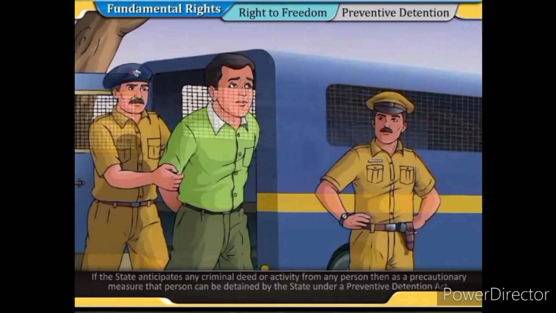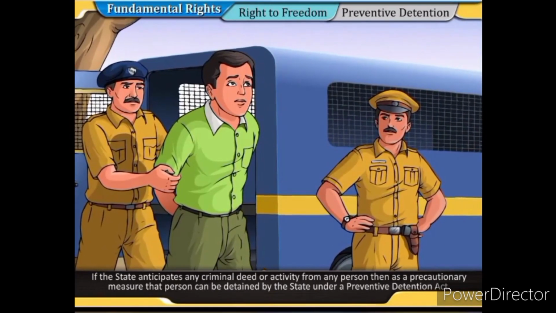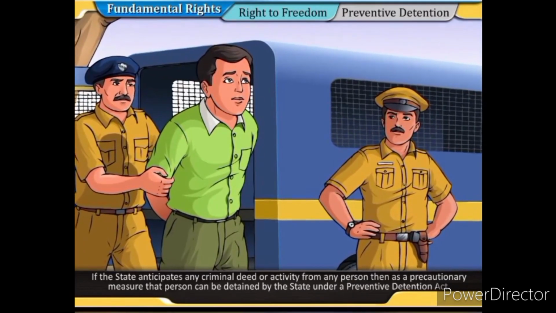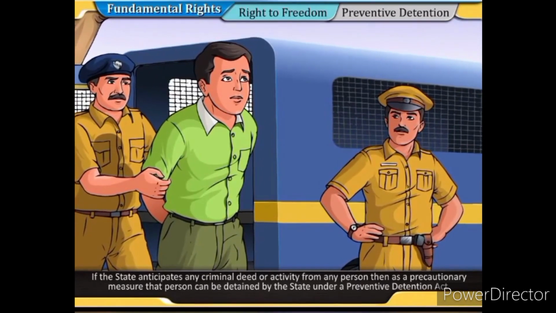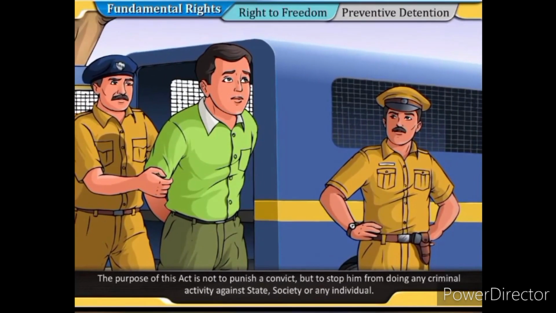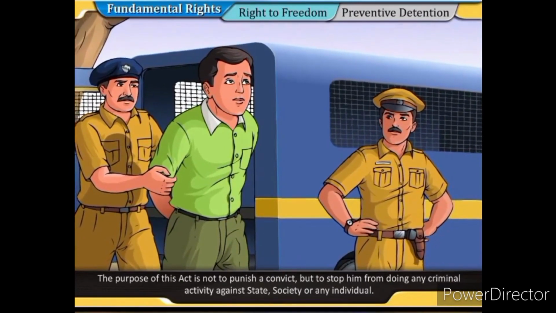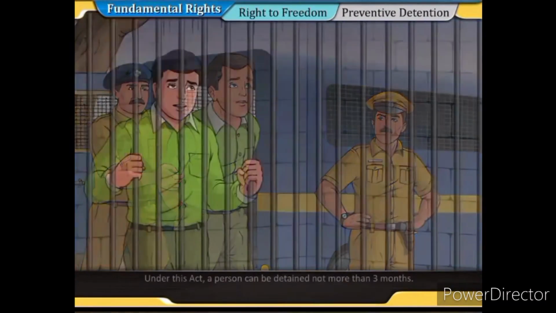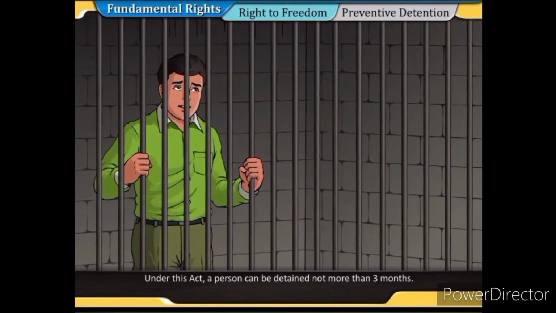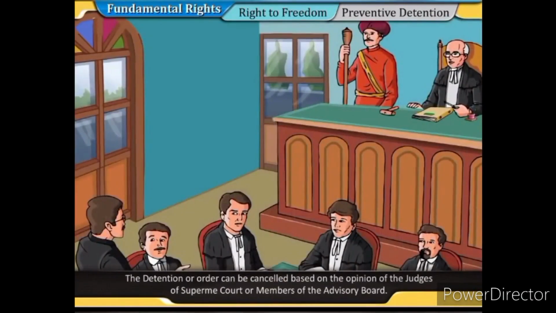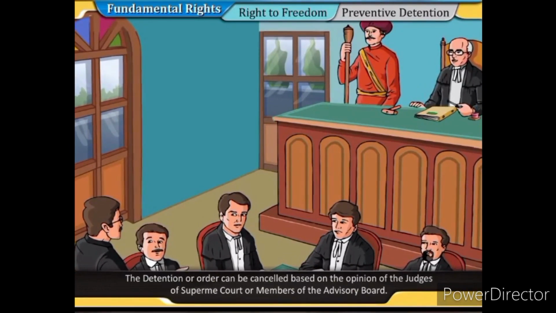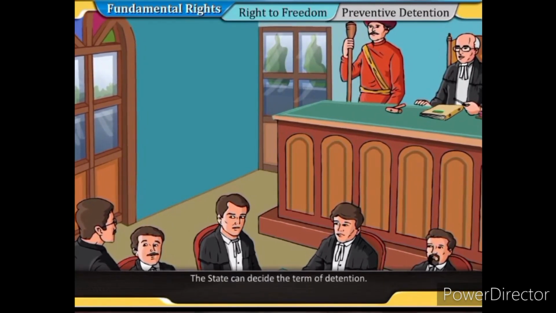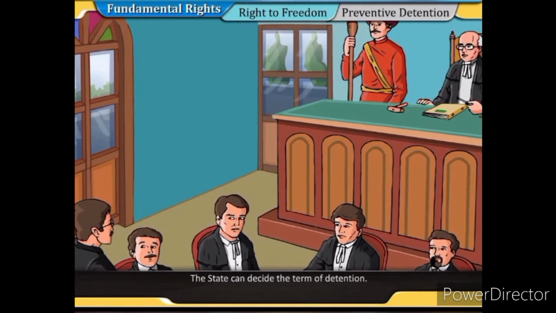Preventive detention. If the state anticipates any criminal deed or activity from any person, then as a precautionary measure, that person can be detained by the state under a Preventive Detention Act. The purpose of this act is not to punish a convict, but to stop him from doing any criminal activity against the state, society, or any individual. Under this act, a person can be detained for not more than 3 months. The detention order can be cancelled based on the opinion of the judges of the Supreme Court or members of the advisory board. The state can decide the term of detention.